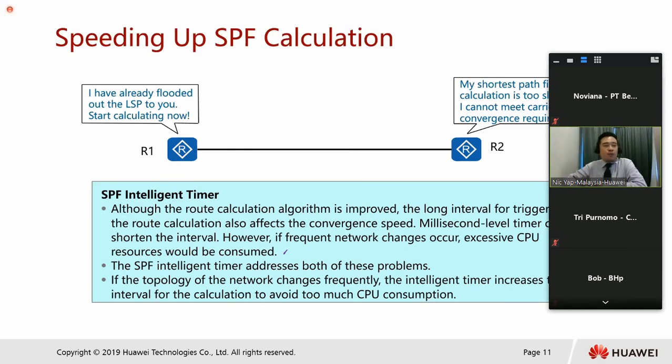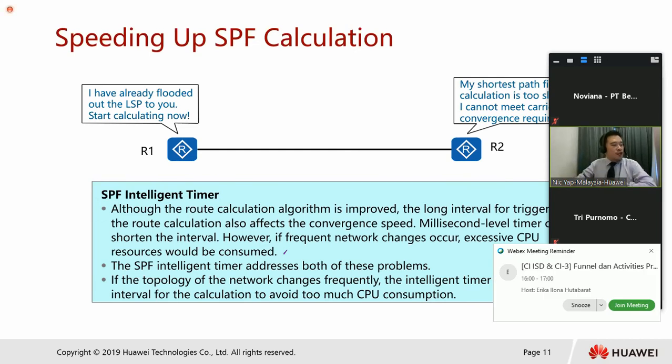So that's why in this case we need to use the SPF intelligent timers to address both of the problems. When you have flapping, I am going to slow down. When I have no flapping, I can speed up. When there is no flapping, I just speed up. But if flapping happens, I will slow down. You just chill. When I receive, I just wait for a while. I don't calculate first.